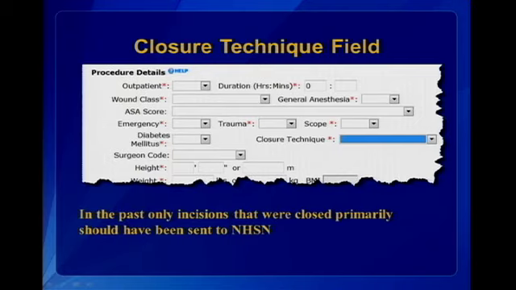This is cut from your actual application when you enter. So when you get to wound closure technique, it's a drop down and it's going to say primary. And then it doesn't say open, I'm just warning you. Then it says other than primary. So that's your selection right there.